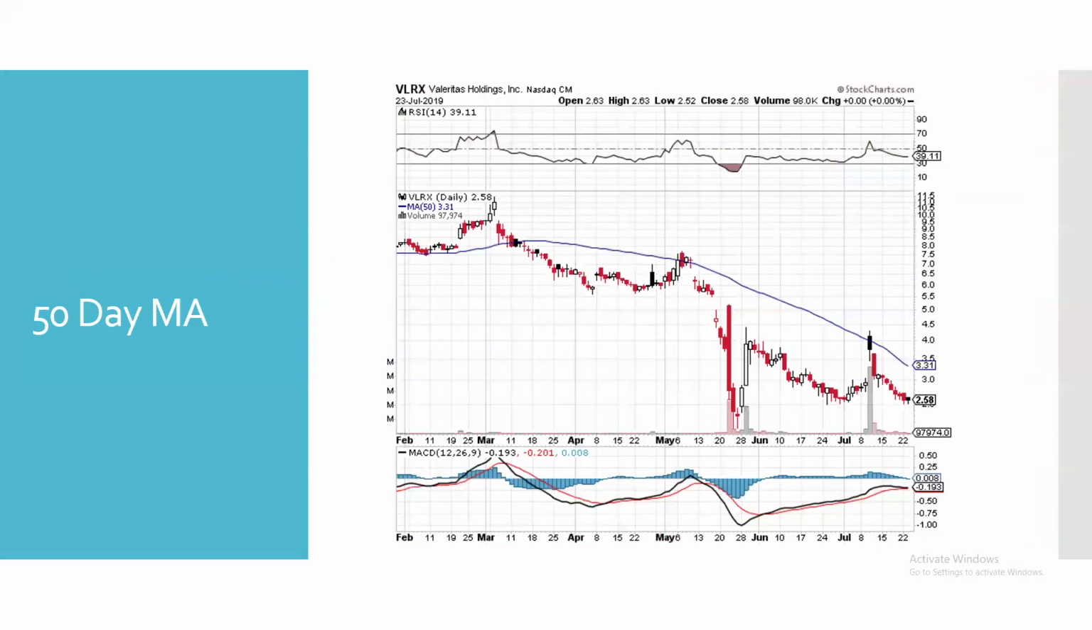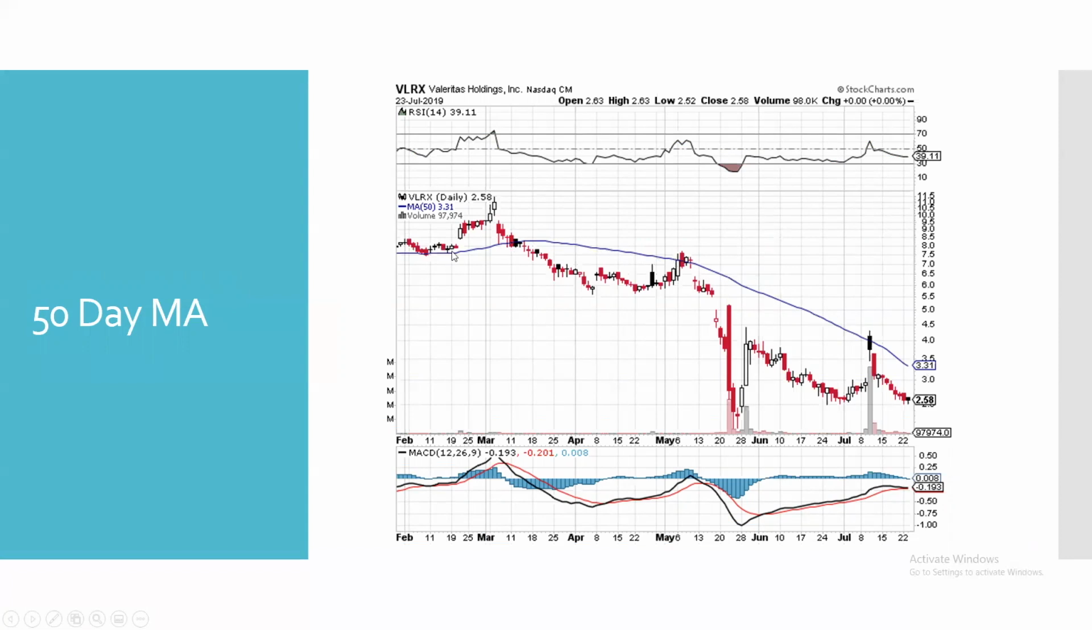Well, here's an example, VLRX. If we're looking back at this play, we see VLRX back in February. This blue line right here represents the 50-day moving average. Now, all these charts, guys, are from stockcharts.com. It's a free website that you can use to do your charting. And if we look at VLRX, this blue line is the 50-day moving average, and we can see we bounce off the 50-day moving average.